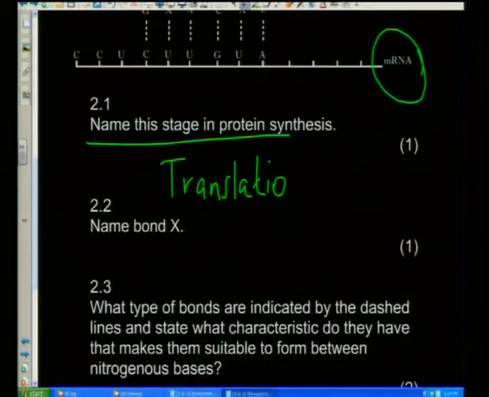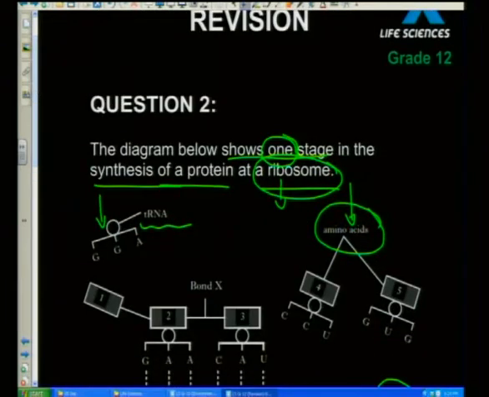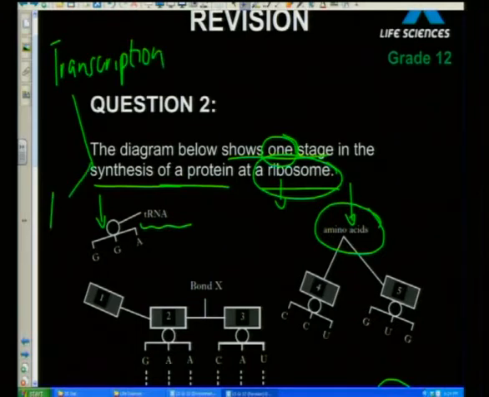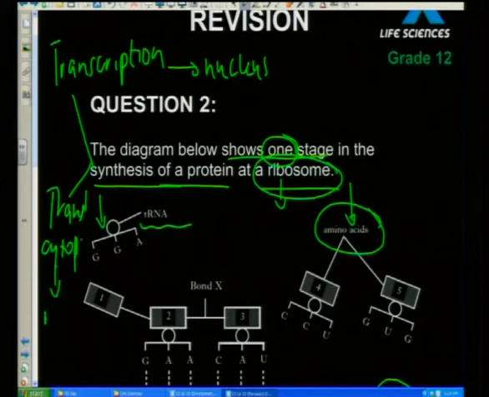Remember, when we started, we spoke about two stages in protein synthesis. The one was transcription, and the other one was translation. That's what we're talking about here now. Remember, transcription takes place in the nucleus, and translation takes place in the cytoplasm, more specifically at the ribosome.